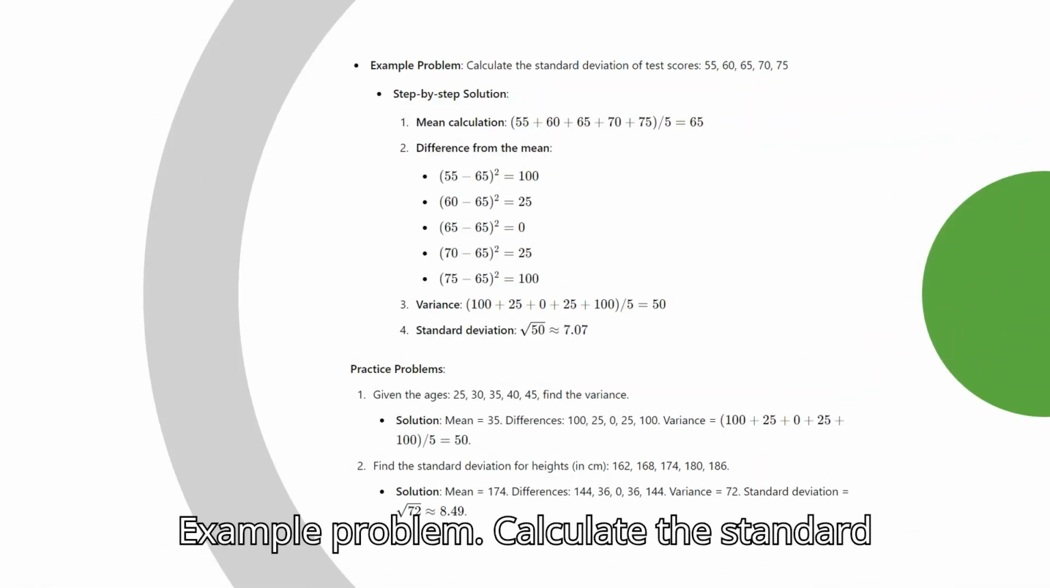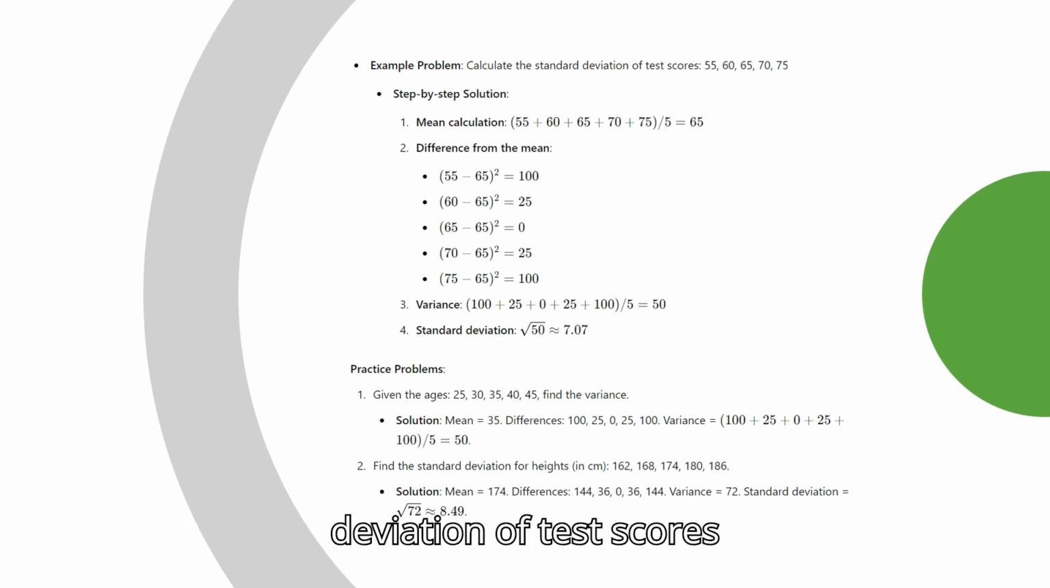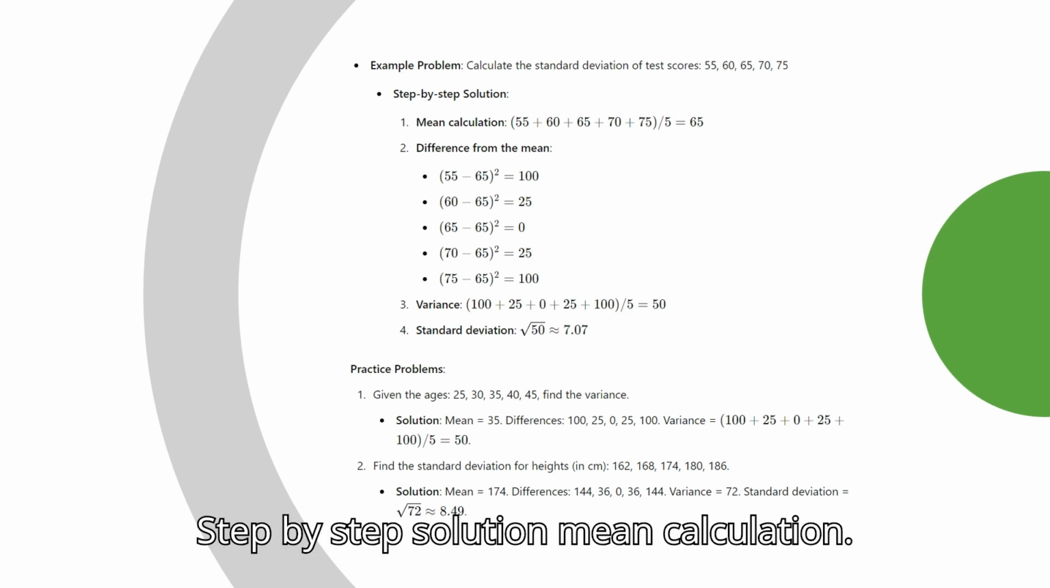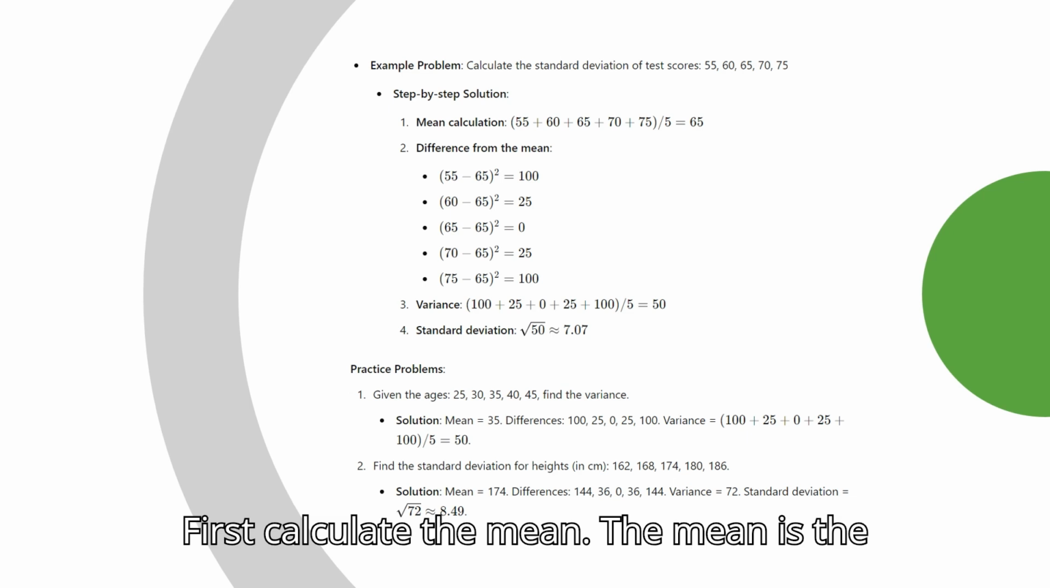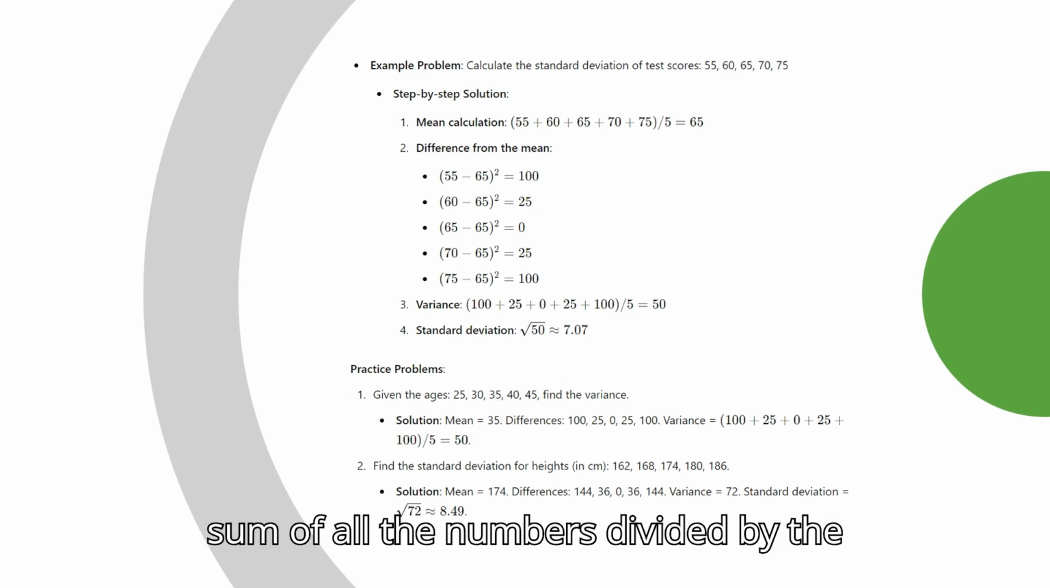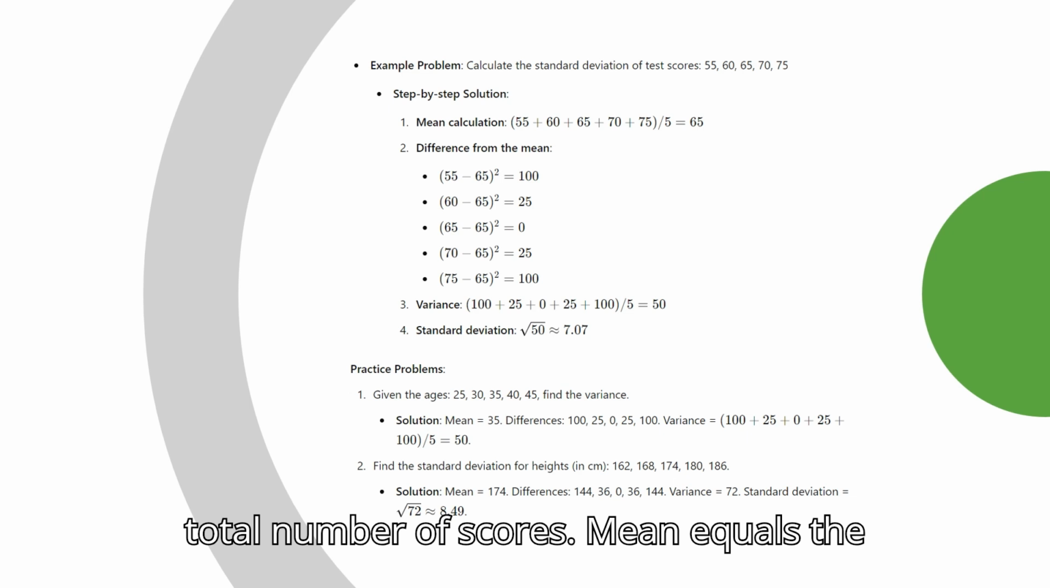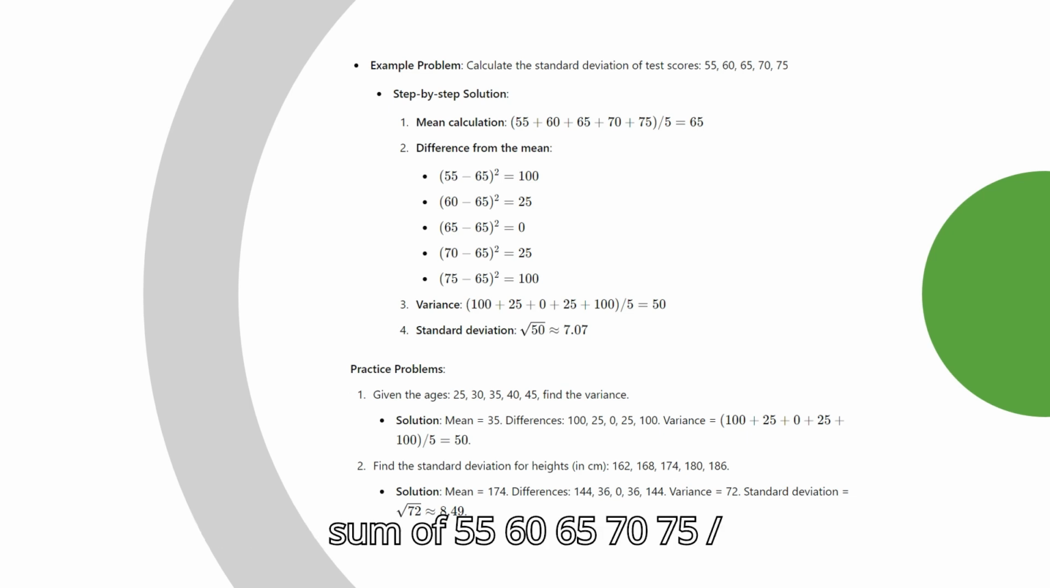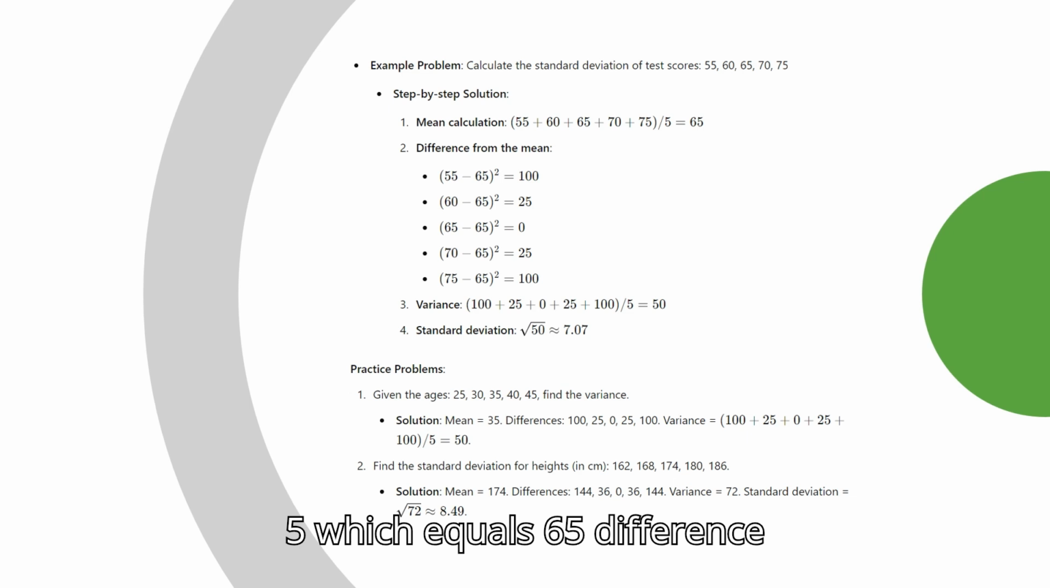Example problem. Calculate the standard deviation of test scores: 55, 60, 65, 70, 75. Step-by-step solution. Mean calculation. First, calculate the mean. The mean is the sum of all the numbers divided by the total number of scores. Mean equals the sum of 55 plus 60 plus 65 plus 70 plus 75 divided by 5, which equals 65.